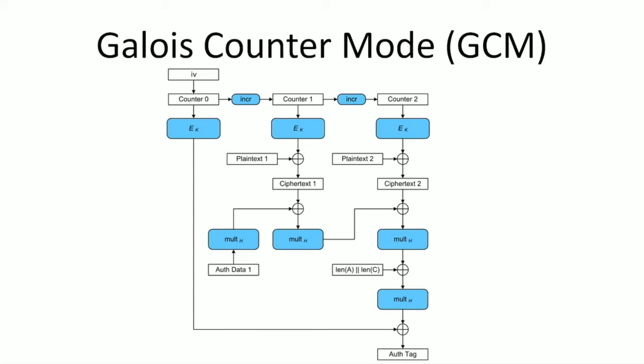The Galois counter mode, or GCM, is one of the more recent modes of operation, and it is used in a number of protocols and standards because of its performance. For example, it is used in TLS, SSH, IPsec, OpenVPN, and Ethernet security. GCM uses the counter mode for confidentiality, just like CCM. However, it uses a new Galois mode for authentication.